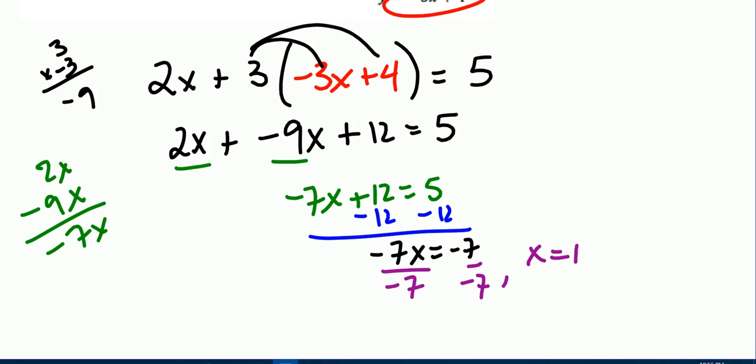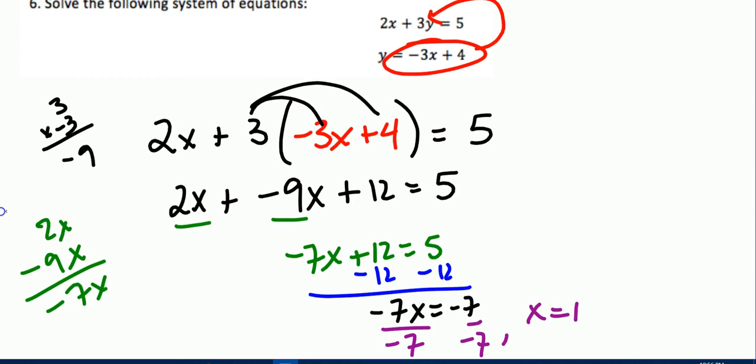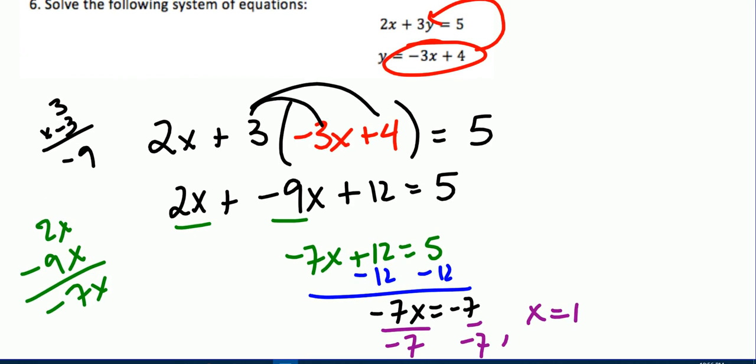Now you're not done yet. Once you have x equals 1, you have to plug 1 back into the original. You can plug 1 into the right equation or the beginning equation. When I do substitution, I usually plug 1 into the equation where y is all by itself because it's easier. So I'm going to do that. y equals negative 3 times 1 plus 4. And I get negative 3 plus 4, which gives me 1.